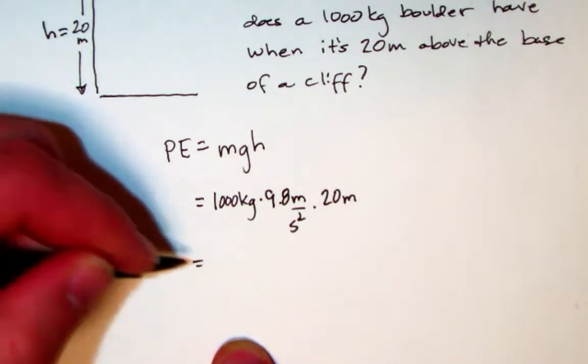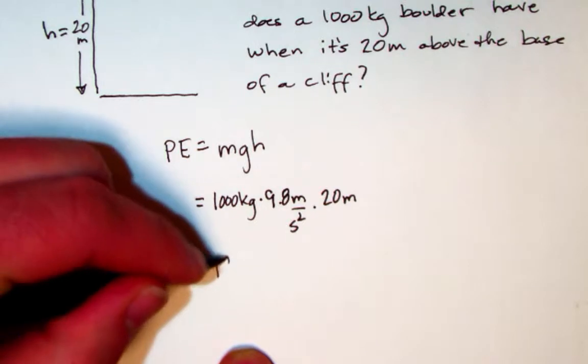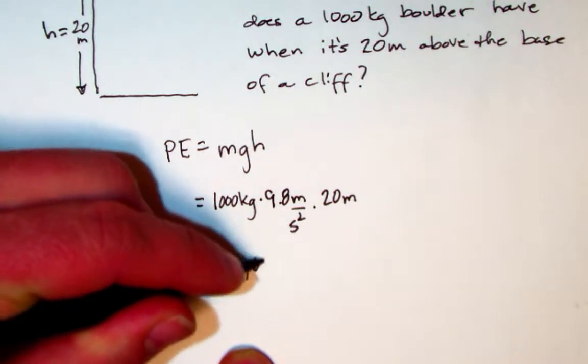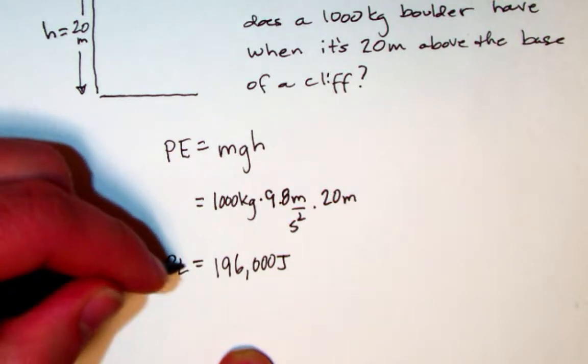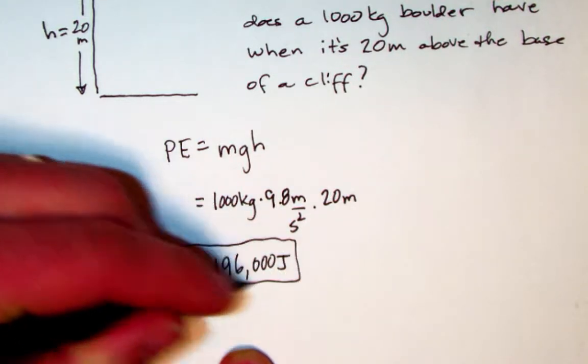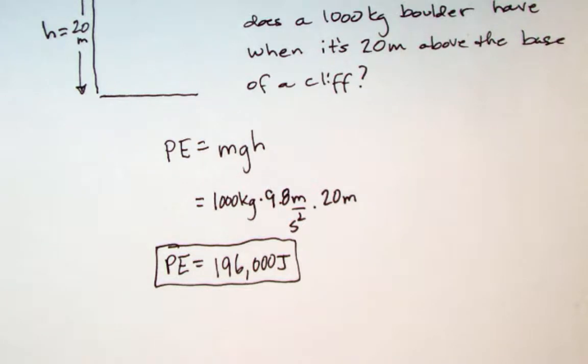Our final answer is 196,000 joules. So that is how to find the potential energy of an object.